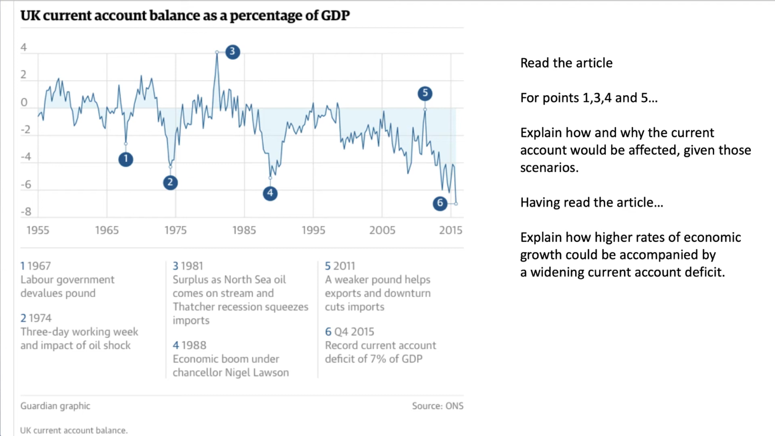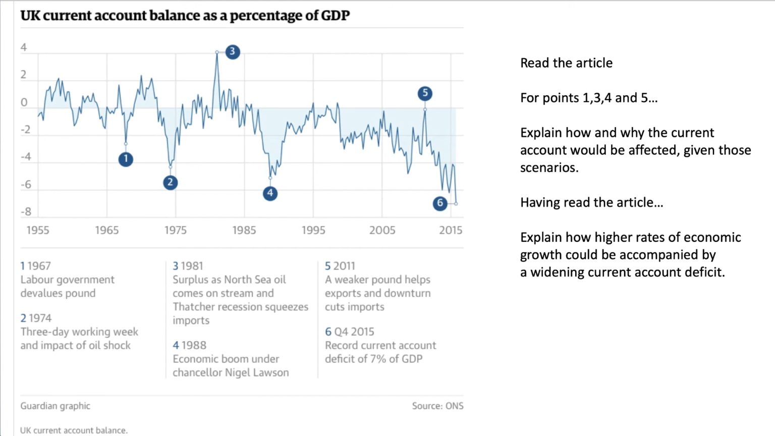We've then got the 3-day working week in oil shocks. You could actually have a look at that one if you want to. But surplus of North Sea oil, right? Economic boom under the Chancellor Nigel Lawson. A weaker pound helping exports in 5, and then the record deficit in 6.